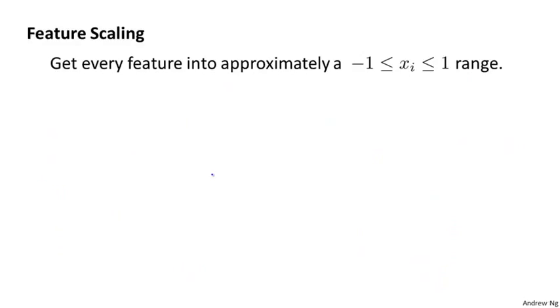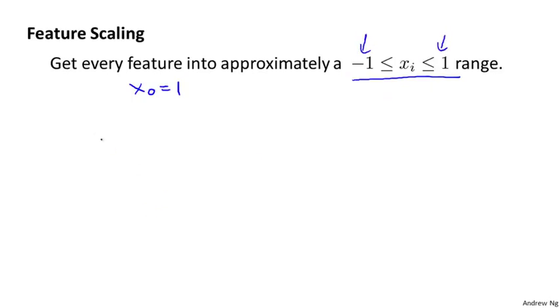More generally, when we're performing feature scaling, what we often want to do is get every feature into approximately a -1 to +1 range. And concretely, your feature x0, that's always equal to 1, so that's already in that range. But you may end up dividing other features by different numbers to get them into this range. And the numbers -1 and +1 aren't too important.